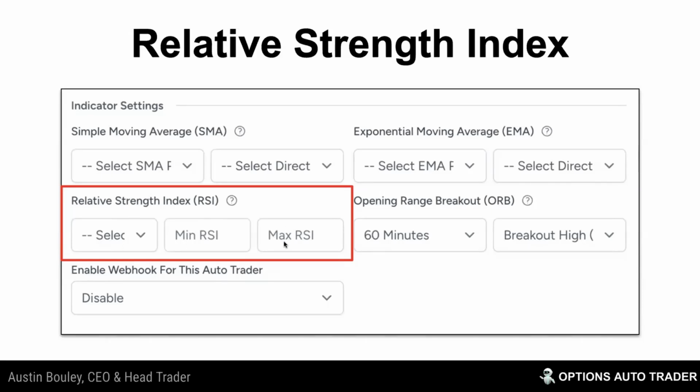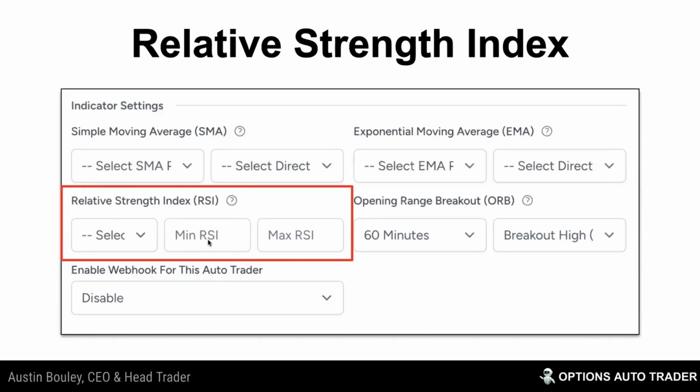So for instance, if you're looking for something that is overbought and will come down soon, then you can set the minimum RSI to 50. So that means, again, 50 and higher is overextended to the upside. So you put 50. So as long as it's trading 50 or higher, then it will allow you to enter that trade and you can make money on the downside.